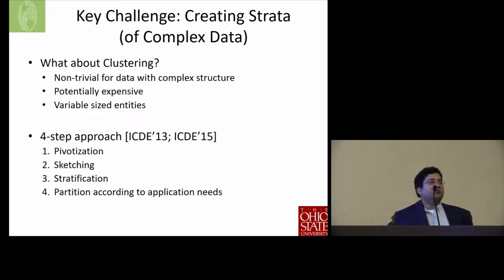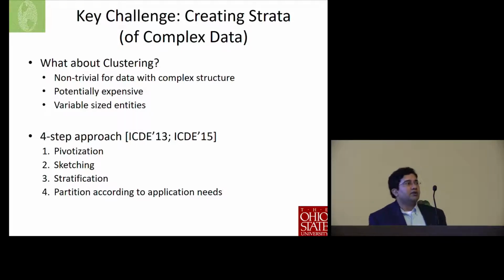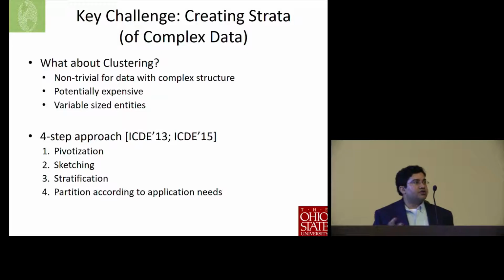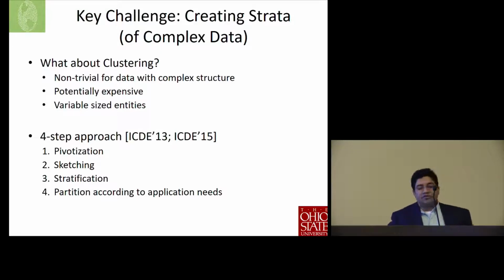So step 1, what we tried to look at was an idea called pivotization, where the idea is simply take this data with complex structure and convert it to a set of relevant features. And I'll give you examples of this in a few slides. The second step is take this variable length set for each entity, and then compute a sketch of it. A sketch, in this case, would be something that's a fixed size. Now, once we have these fixed size sketches, it's easier to adapt a fast clustering or sorting algorithm. And I'll give you examples of how we do that.